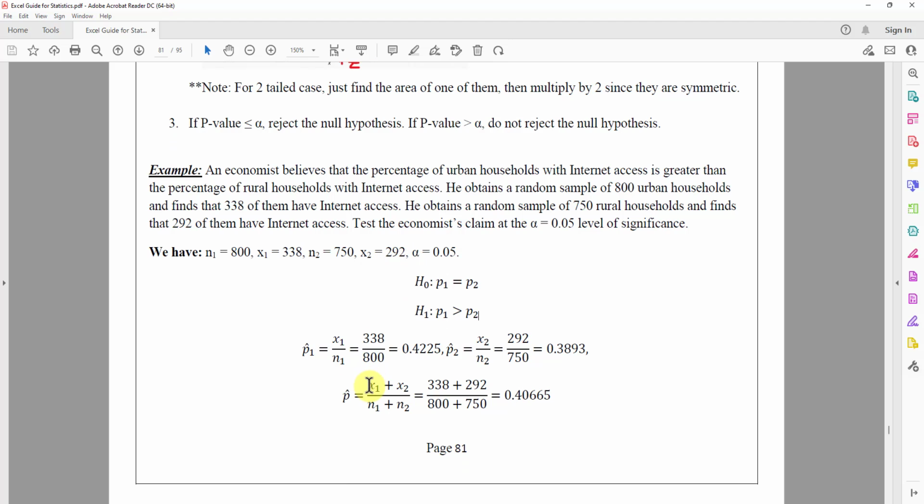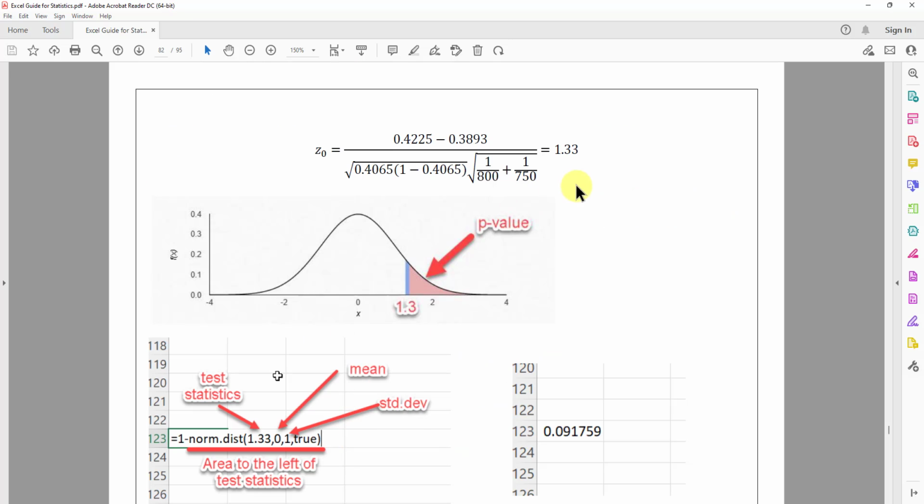Okay, so first step, we need to find p hat 1, which is x1 over n1. We got all the values up here, and you just have to plug into the calculator or use Excel. And then p hat 2, x2 over n2. You also have everything here. You can plug that in. And now, to find the pooled estimate p hat, we take x1 plus x2 over n1 plus n2, and this is your p hat. So we have p hat 1, p hat 2, and p hat. And therefore, you can find the test statistic Z0.